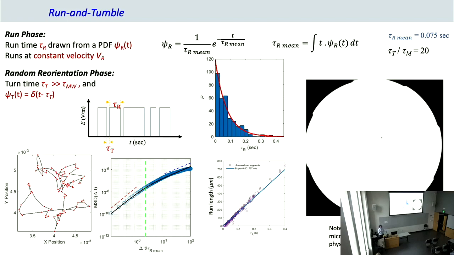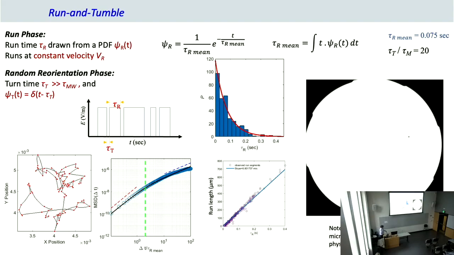What's the difference between run and tumble and the classical random walk? Now your particle is actually free to explore a much bigger space. So now I had to zoom out. This is the field of view of the microscope. This is our 100 micron particle, which is just going around and exploring.